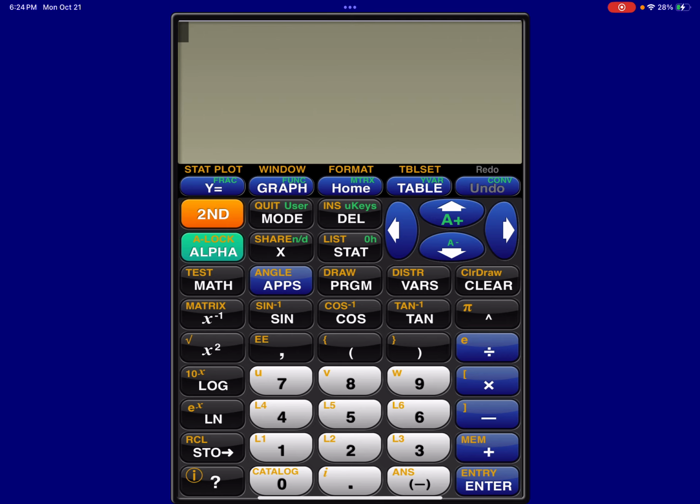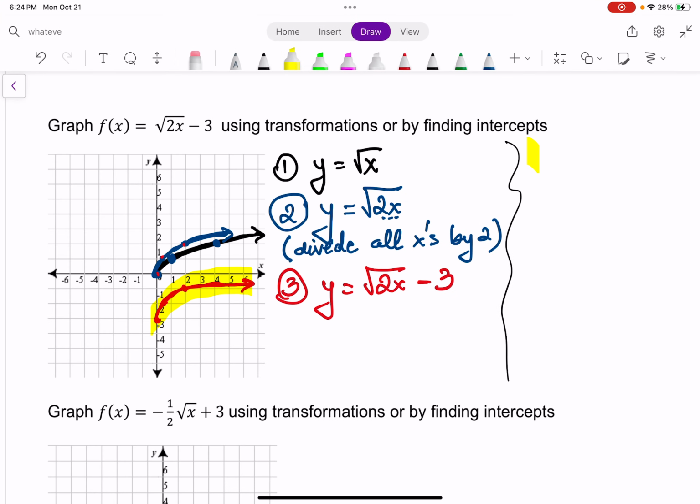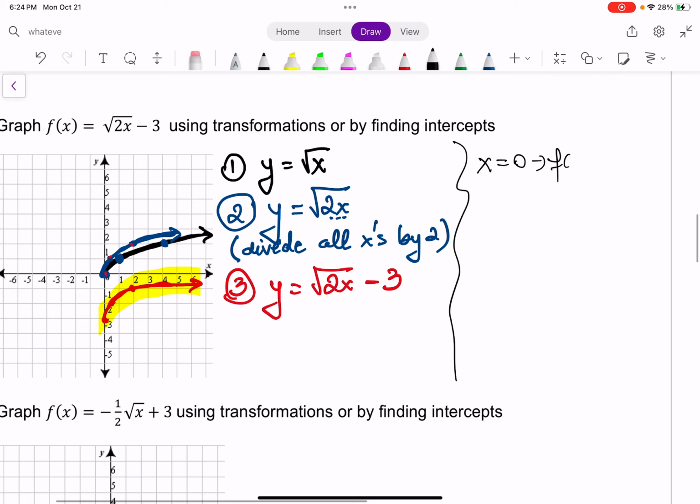So let's see, how would we have found the intercept? So again, make x equal to 0, find the y. So if I plug in a 0 into this function, I'm going to get the square root of 2 times 0 minus 3. And 2 times 0 is 0. And the square root of 0 is 0. And 0 minus 3 is -3. So definitely we have the point of coordinate 0, -3 on the graph, as we already see.